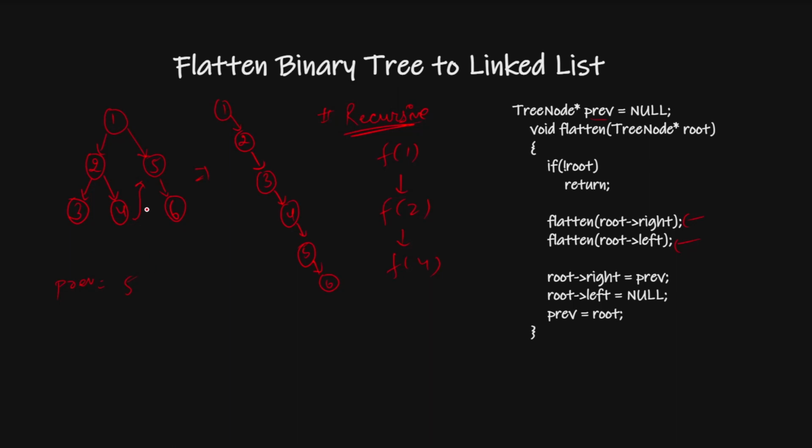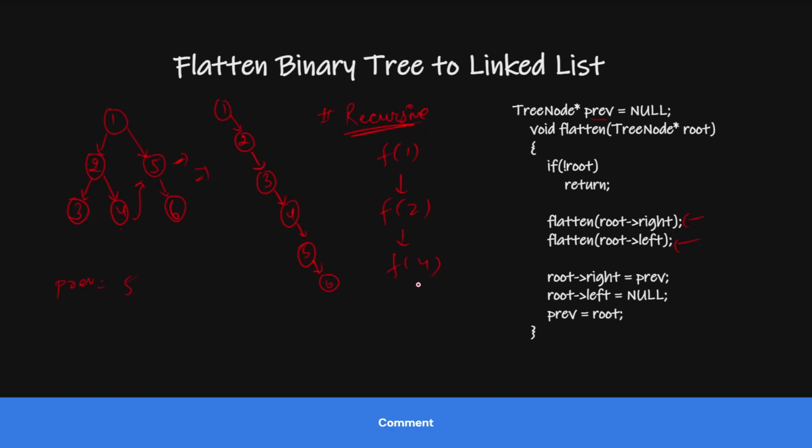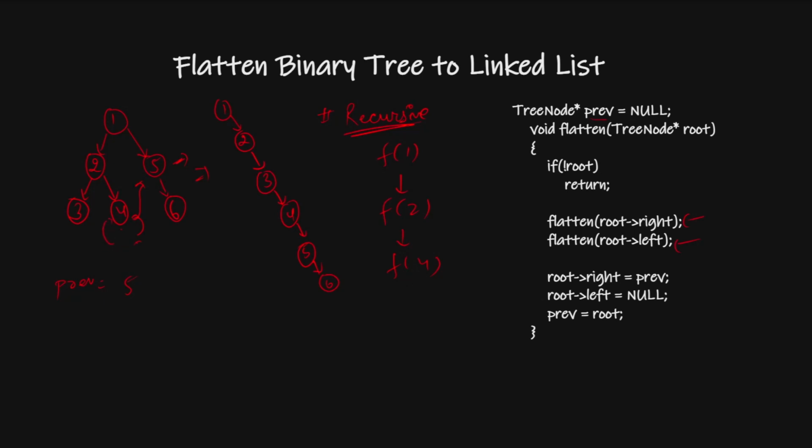How will I make sure this is my 5? I will store this with the help of this previous. So now my f2 is calling my f4, its right. Now its left is null, so it will return nothing. So what I will do is make my 4's right point to previous. This means 4's right is pointing to this, and its left is pointing to null. And now previous will be 4.